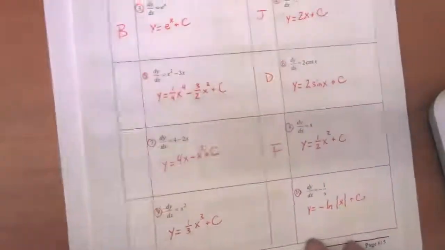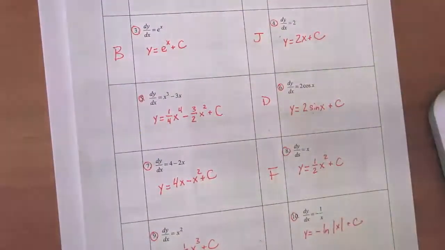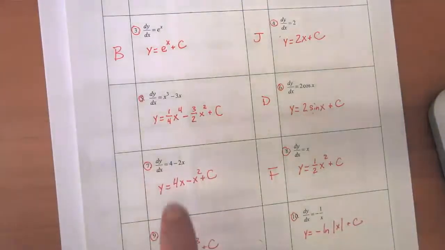And the last one was number 7. So that's 4 minus 2x. And since this is 4x minus x squared, this is going to be a downward facing parabola.